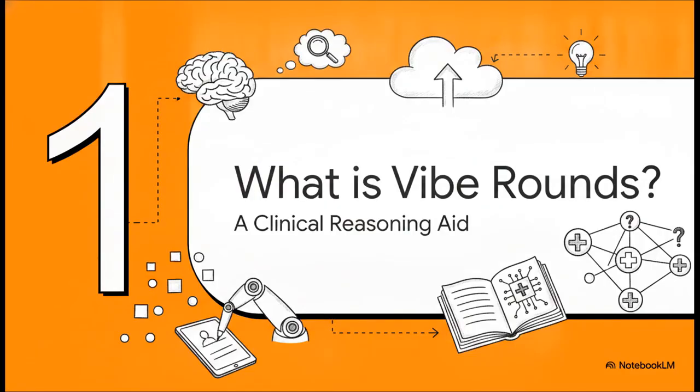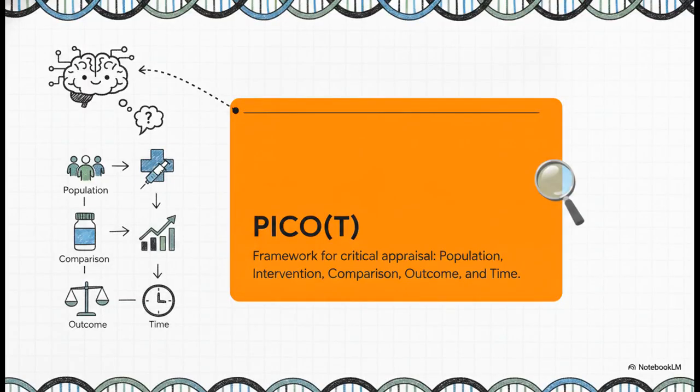What exactly is Vibrounds? Okay, before we look under the hood, we really need to define our terms here. What exactly is an EBM query? Well, it uses something called the PICO, or PICO-T framework. That stands for population, intervention, comparison, outcome, and time. It breaks clinical scenarios down into those specific buckets. Think of PICO as a query language for medical literature. It's kind of like what SQL is for databases. It is a structured way to ask highly specific clinical questions.